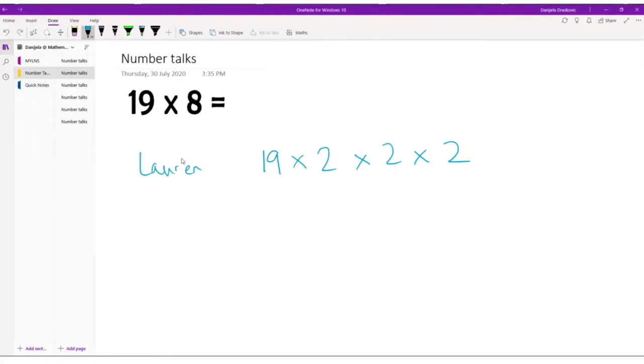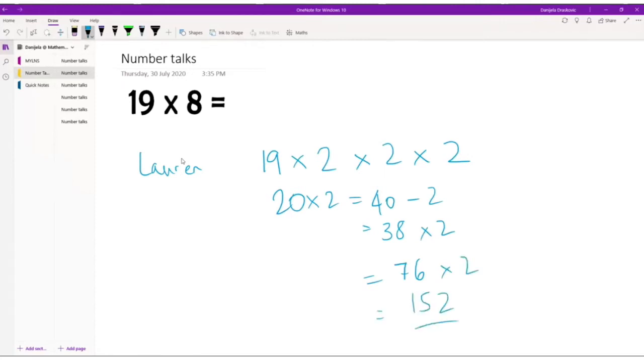I doubled 20, then took 2, and that gave me 38. And then 38 was a bit easier to double. I doubled the 10s, doubled the 1s, and got to 76. And then doubled it again to get to 152. Lovely, thank you, Lauren. Does anyone have a different strategy altogether?